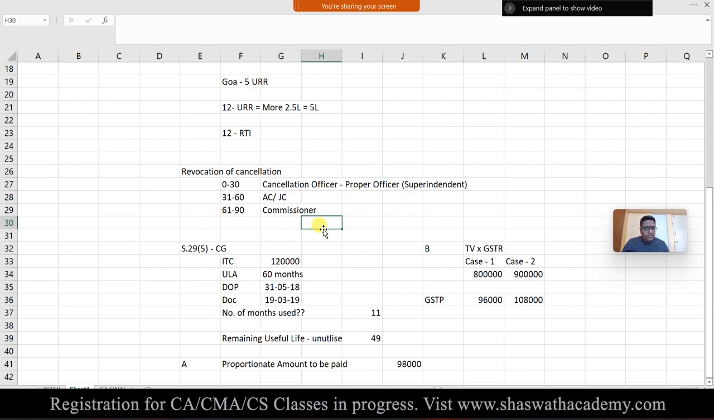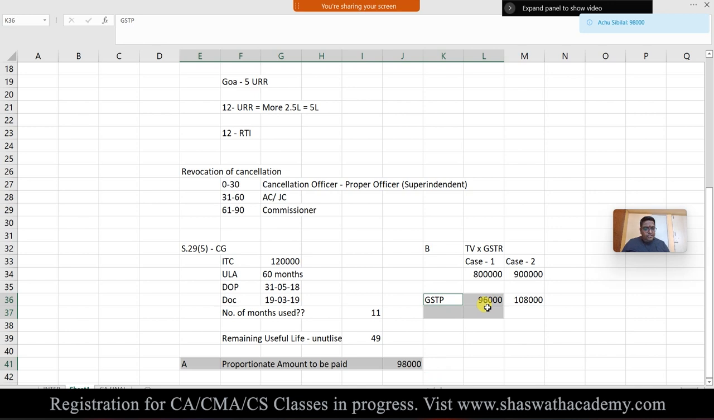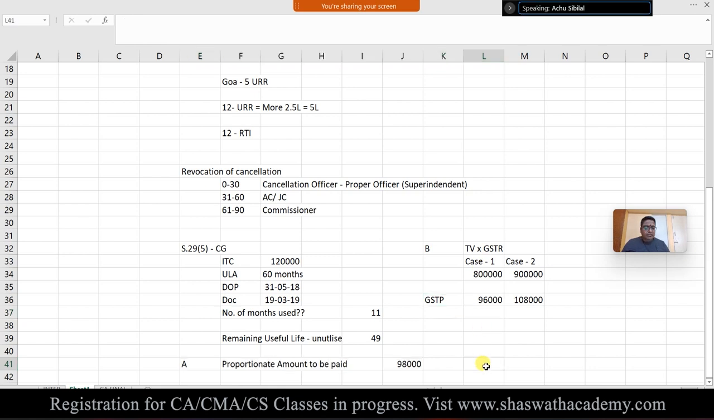Tell me, my dear, in case of case 1, what is the amount to be reversed for capital goods on account of cancellation? Achu sister, you have to tell me the answer. It is A or B, whichever is higher. Very good, Achu sister. In case of case 1, I will end up paying 98,000. And in case of case 2, I will end up paying how much? 1,08,000. That's it.